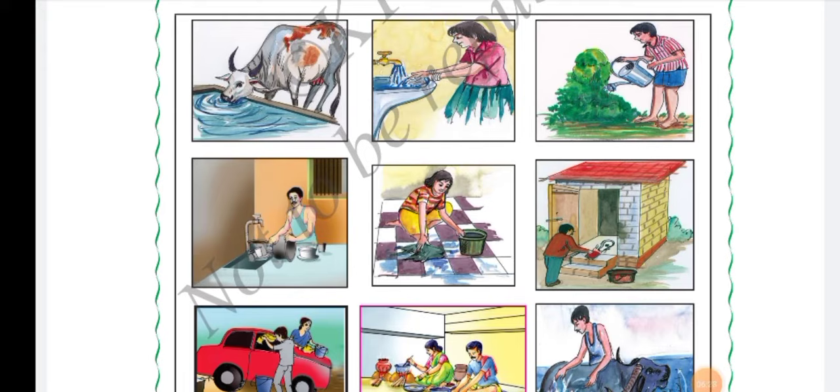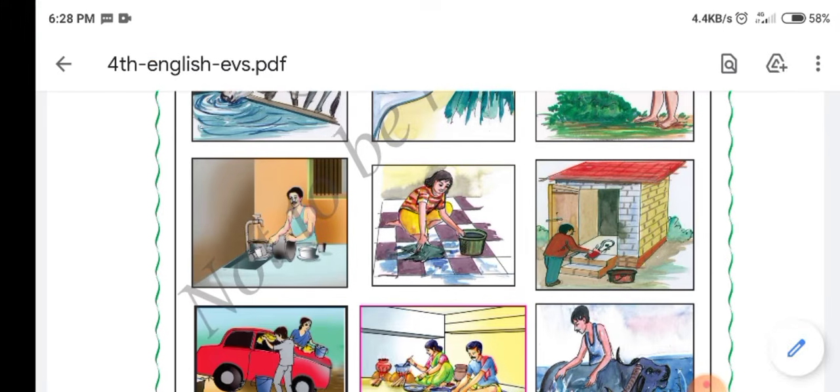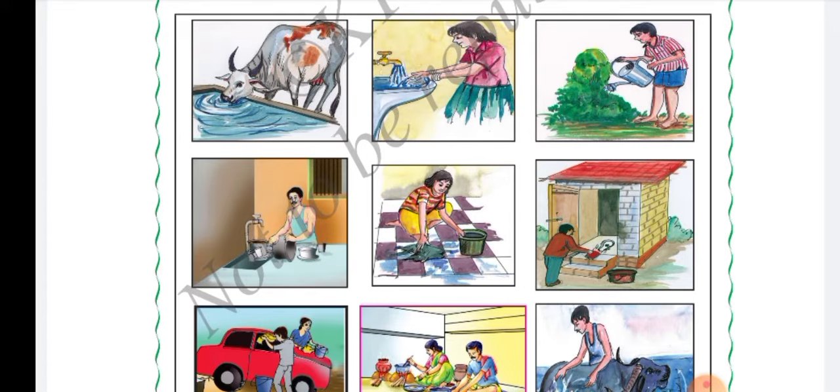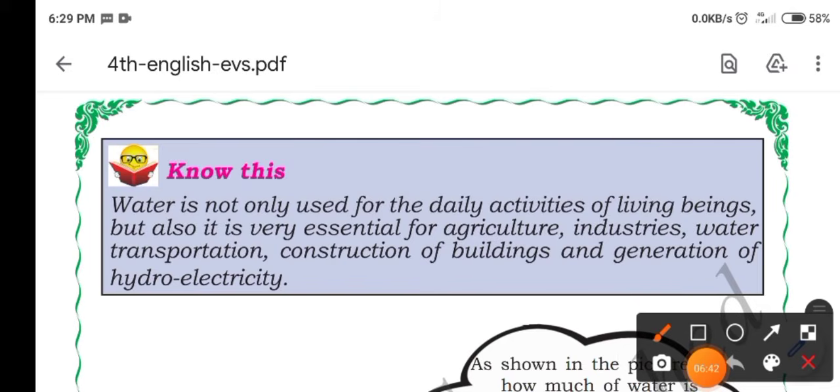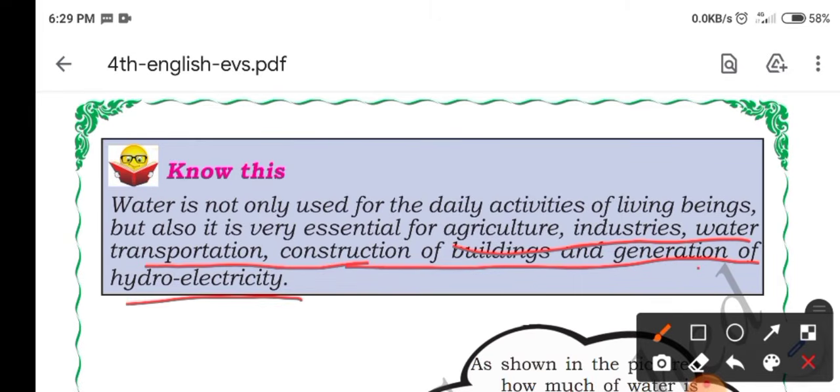Water is used for drinking, for washing, for watering the plants, for washing utensils, mopping the floor, cleaning the toilet, washing the car, cooking, washing animals, and all. So, children, water is used for other activities other than daily activities. We use it for agriculture, industry, transportation, construction of buildings, curing, generation of hydroelectricity, etc. So many purposes we use water.